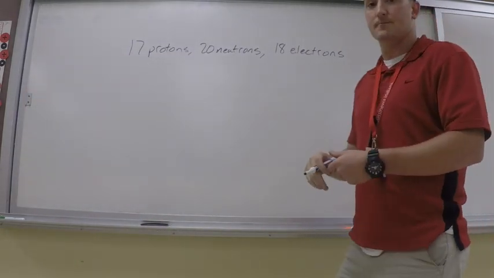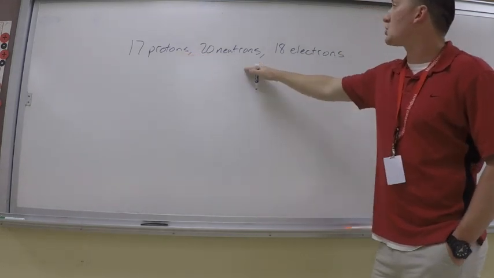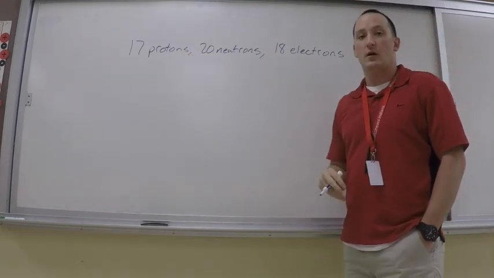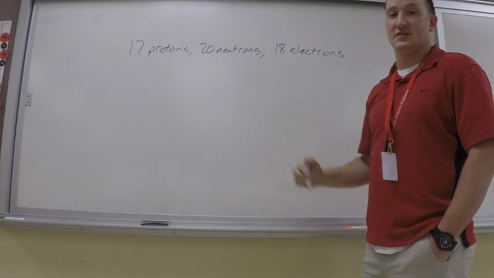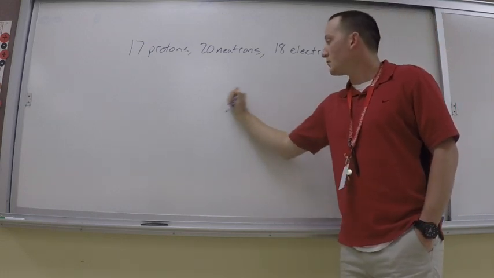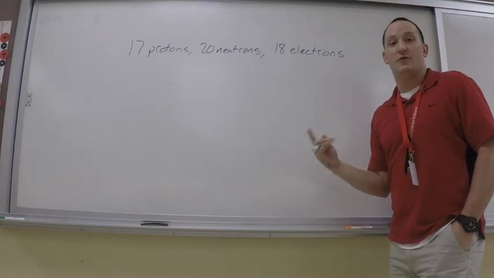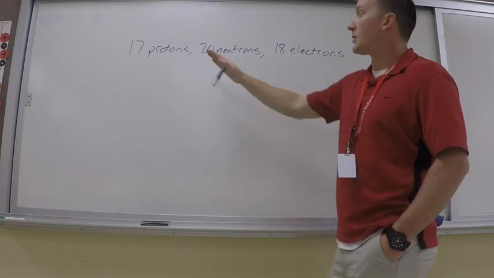So now here's what I've got. I have 17 protons, 20 neutrons, and 18 electrons. And let's say that I asked you to write the isotope symbol. Okay? So here's what I need to do first. I'm going to look at my protons.